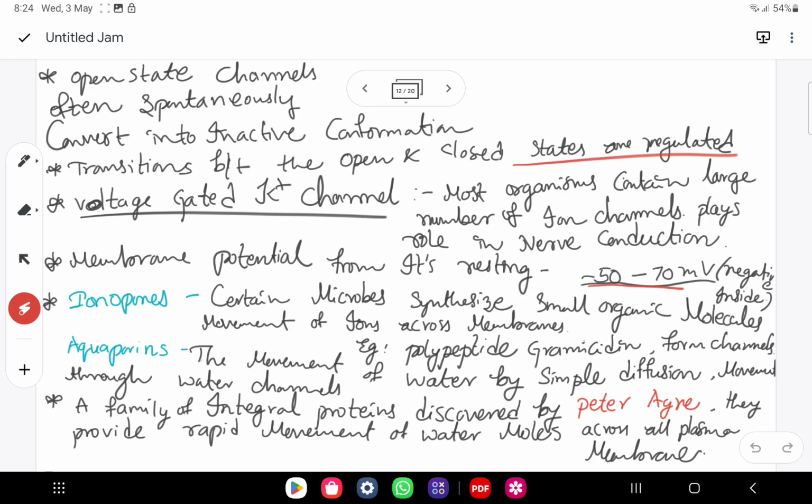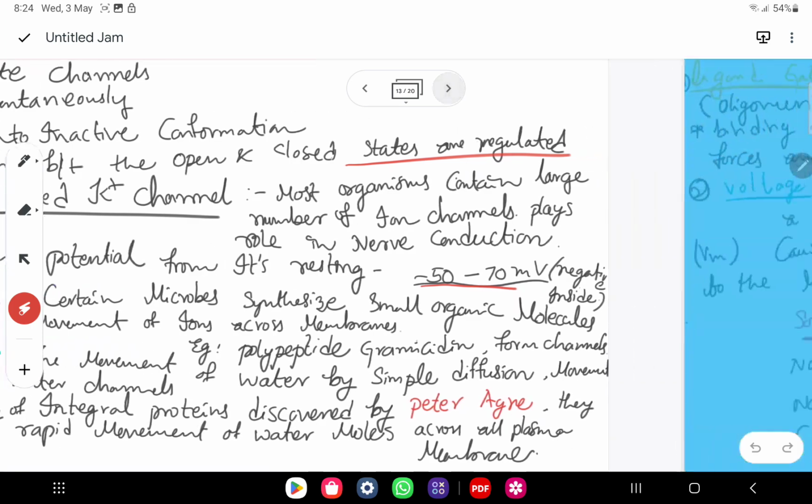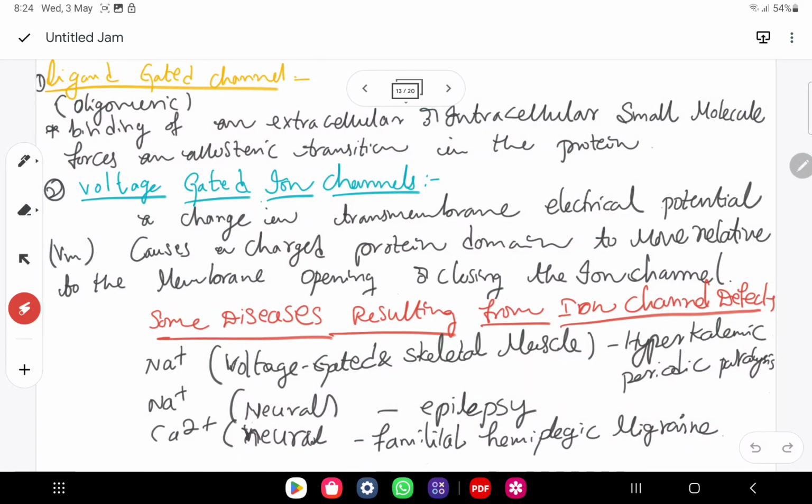The next one is ligand gated channels. In ligand gated channels, binding of an extracellular or intracellular small molecule forces an allosteric transition in the protein, which opens or closes the channel. In voltage gated ion channels, a change of transmembrane electrical potential causes a charged protein domain to move relative to the membrane, opening or closing the ion channel.